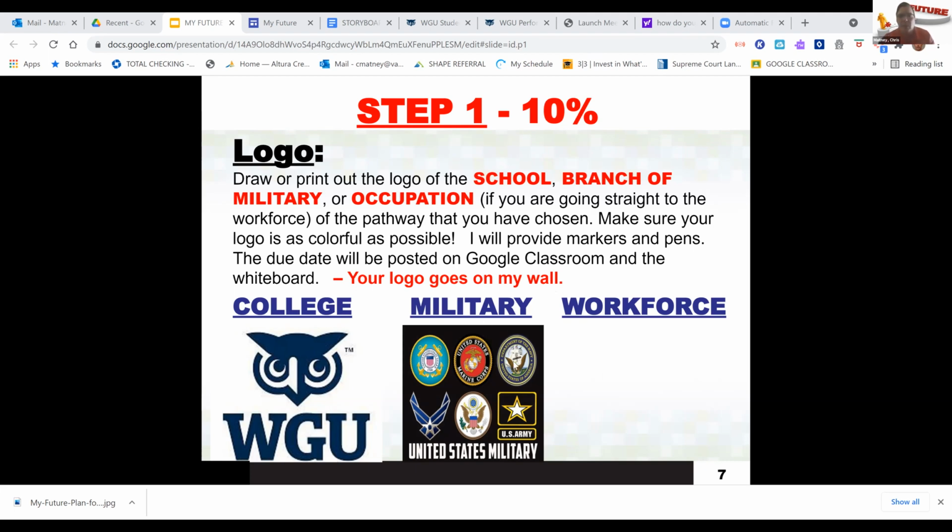So you pick out one of the logos. Like I said, you can draw it, you can print it out, or you can send it to me and I'll print it. I have about $100 worth of colored pens, pencils, you name it. Make it look as cool as you want. I'll put it up on my wall. The logo of your branch of the service.